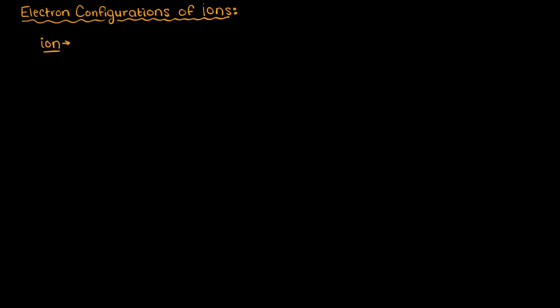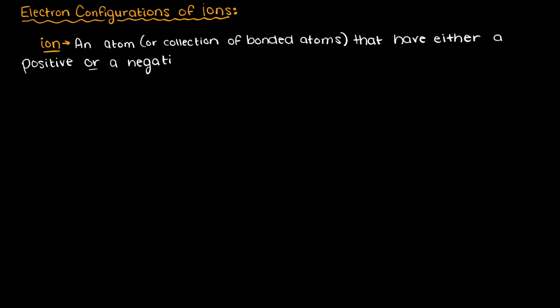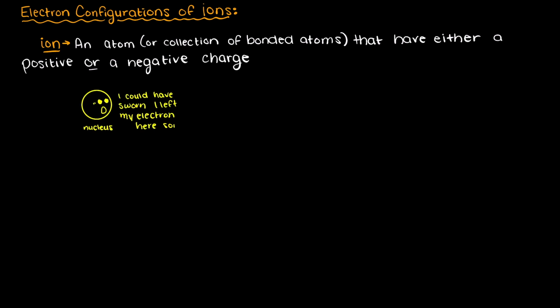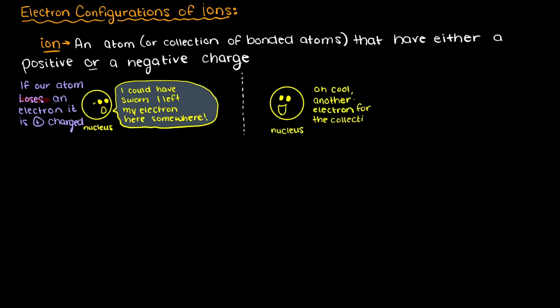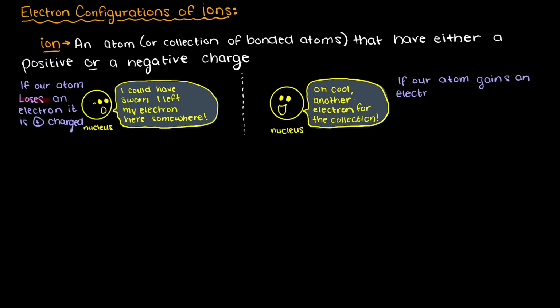So, an ion is an atom or a collection of bonded atoms that have either a positive or a negative charge. That means that it either lost an electron or gained an electron. If our atom is positively charged, that means that we have more positive charges than negative charges. And as losing protons is extremely rare and only occurs through either radioactive decay or nuclear fission, therefore, almost all the time working with ions, it means that we have lost an electron. If an atom is negatively charged, the opposite is true, and we now have more electrons around our atom.